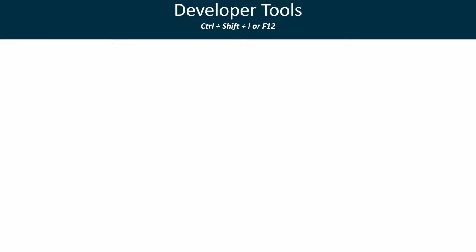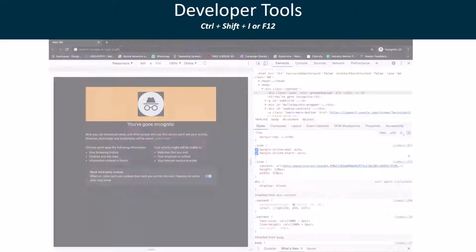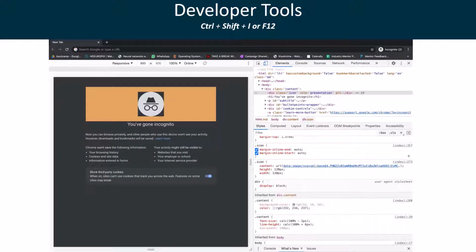Before we start getting into CSS, let us see the developer tools which will help us in analyzing the CSS of an HTML element. To start the developer tools, press Ctrl Shift I or F12 after opening a browser. When you do that, you will be able to see a screen like this. After you see the screen, click on the Elements tab.